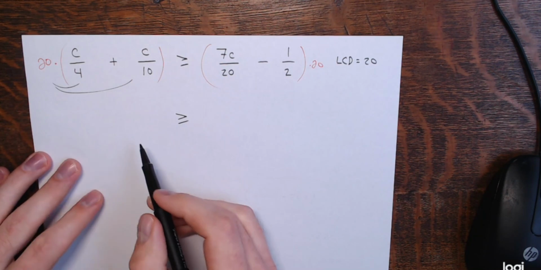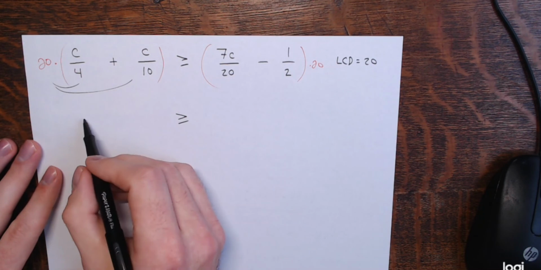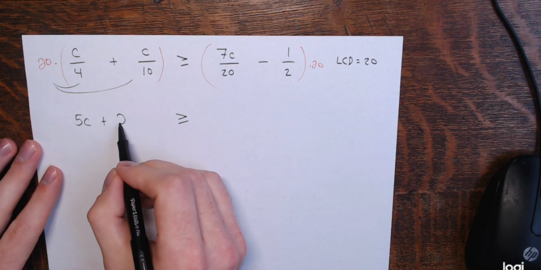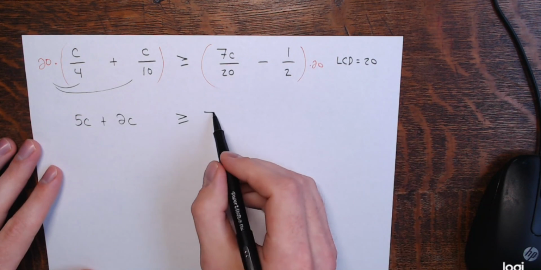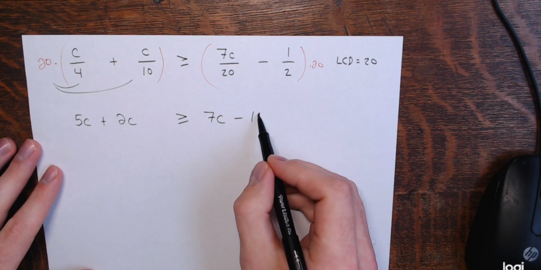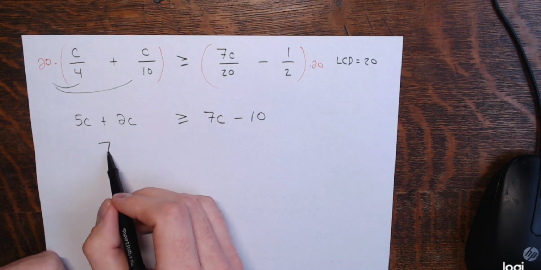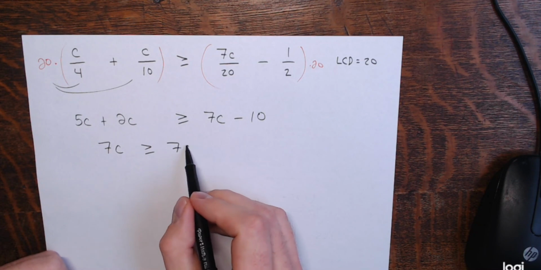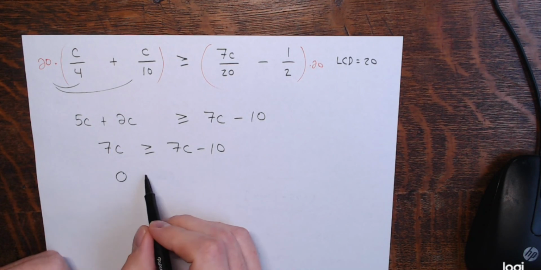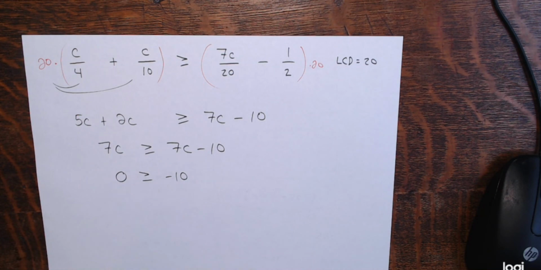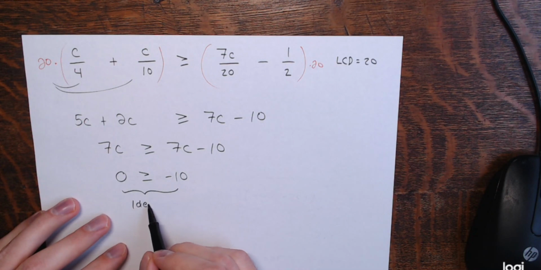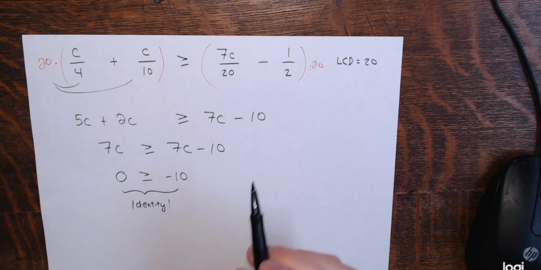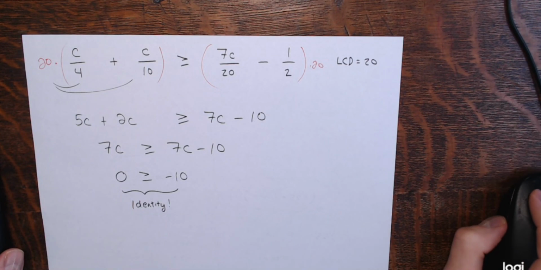And after distributing, this would be 5c plus 2c, right? 10 goes into 20 twice. And over here I'd have 7c, right? 20 and 20 cancel. You'd have 7c minus, and then half of 20 is 10. So we have 7c on the left is greater than or equal to 7c minus 10. Subtracting 7c from both sides gives me 0 is greater than or equal to negative 10. This is always true. So once again, we have an identity. This is true no matter what you plug in for c. You'll always end up with a true statement. All real numbers are solutions here.